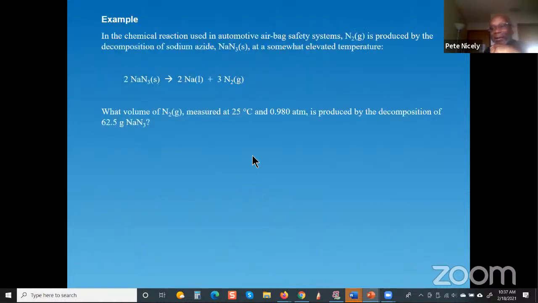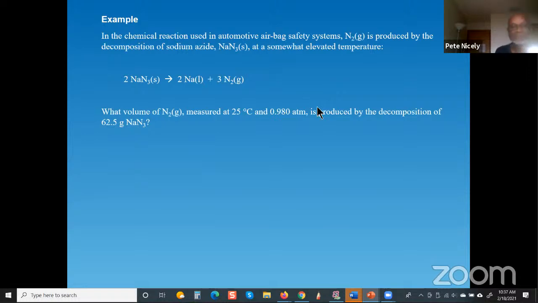And here's one such example, and I think this is going to be the last example for today. So this is talking about this equation right here, the reaction of sodium azide to form sodium in a liquid state and nitrogen, right? And the question is asking, what volume of nitrogen measured at 25 degrees and 0.980 atmospheres is produced by the decomposition of 62.5 grams of sodium azide, all right? And fortunately for us, they gave us a balanced equation, all right?